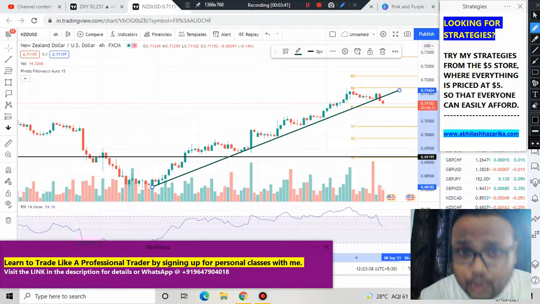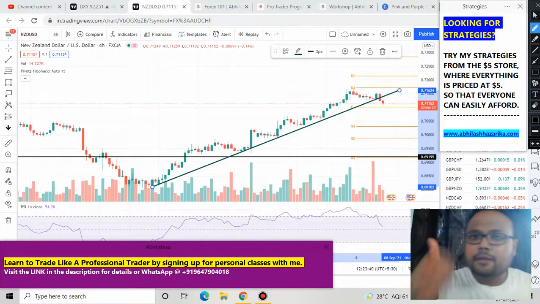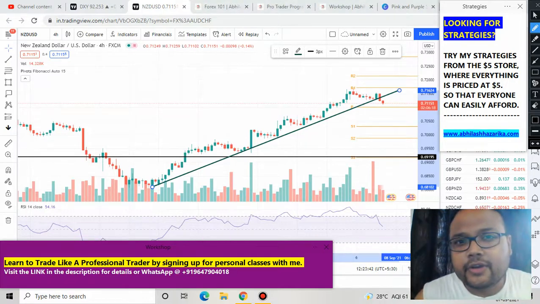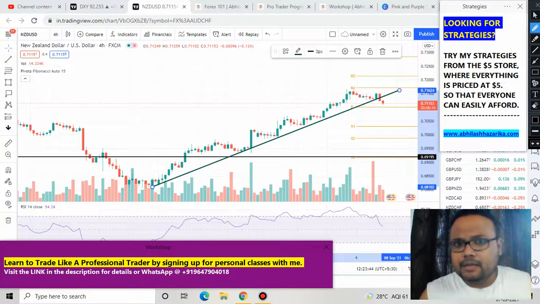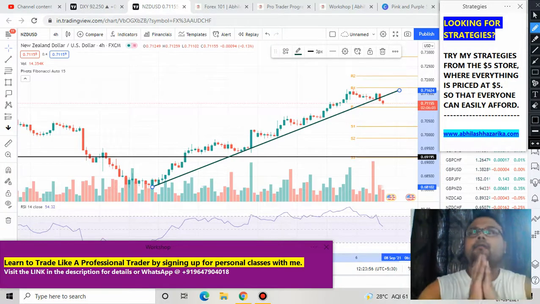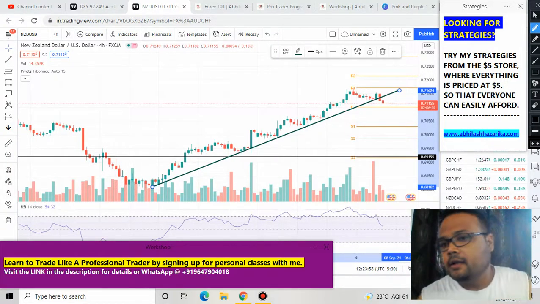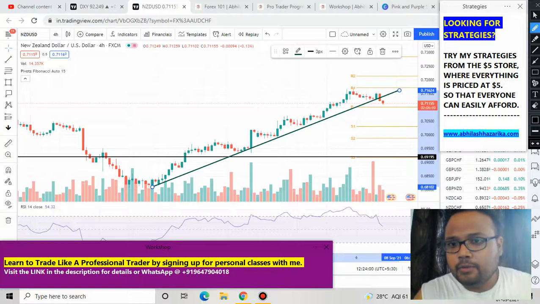As we all know, the thumb rule of the market, the basic rule of the market, says follow the trend. Follow the trend means if a market is in an uptrend, we should mainly look for buying opportunities, and if a market is in a downtrend, we should mainly look for selling opportunities. So we cannot deny that NZD USD is in an uptrend right now. So considering the trend of the market, the best trading opportunity will be if the market regains its support.